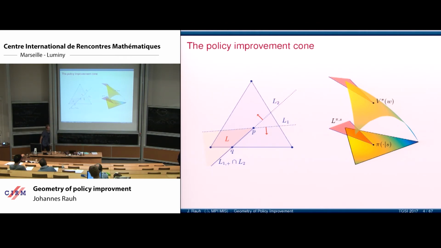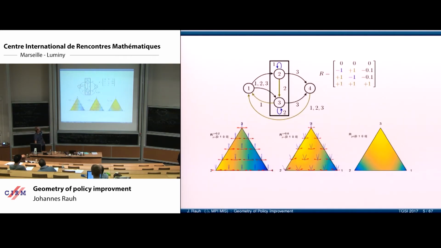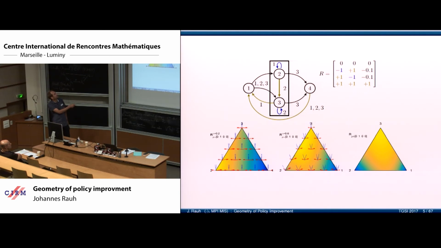Okay, as I said, this was actually computed from an example, and this is the example. So maybe that should be the last thing I explain. The example has 4 states, and the agent cannot distinguish states 2 and 3. From state 1, you always go to state 2 or 3 with probability 50-50.